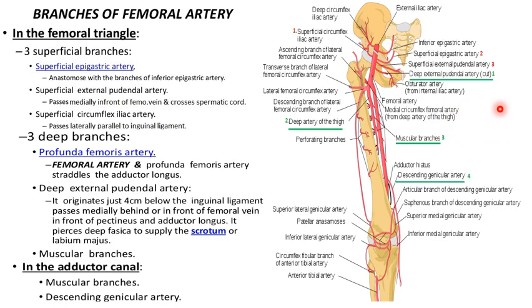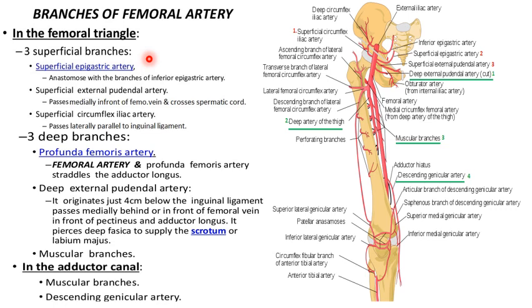Now coming to the branches of the femoral artery. We can divide the branches into the branches in the femoral triangle and branches in the adductor canal. To be more gross, before dividing the branches, when we just see the branches of the femoral artery, there are 3 superficial branches and 3 deep branches.